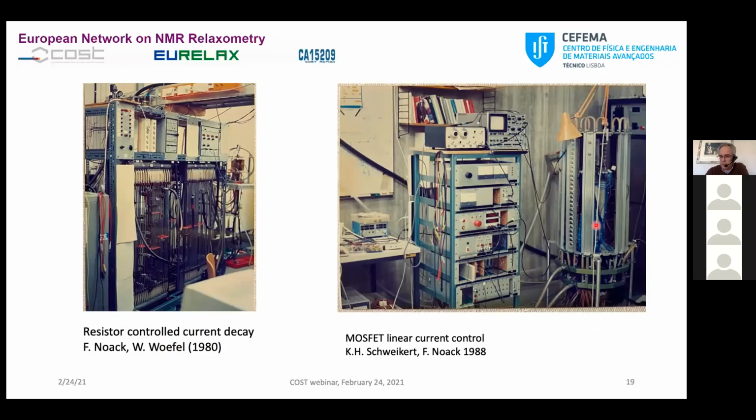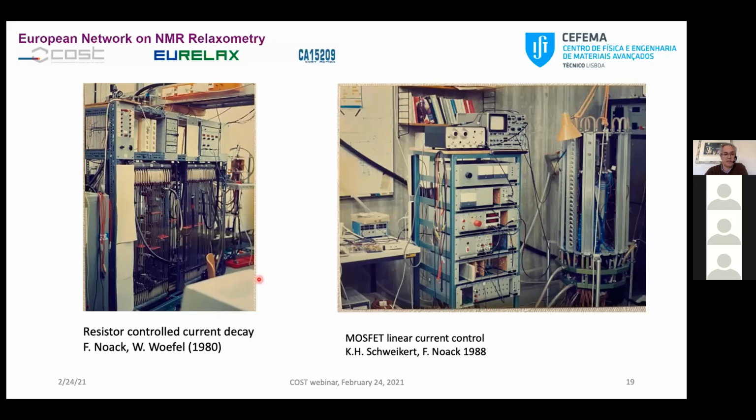Let's say here you see the transistor banks of this modern relaxometer. Actually, I think most of the recent relaxometers are still based on the ideas that came from the work of Karl-Heinz Schweiker, who was developing this modern relaxometer for deuterium measurements in '88.